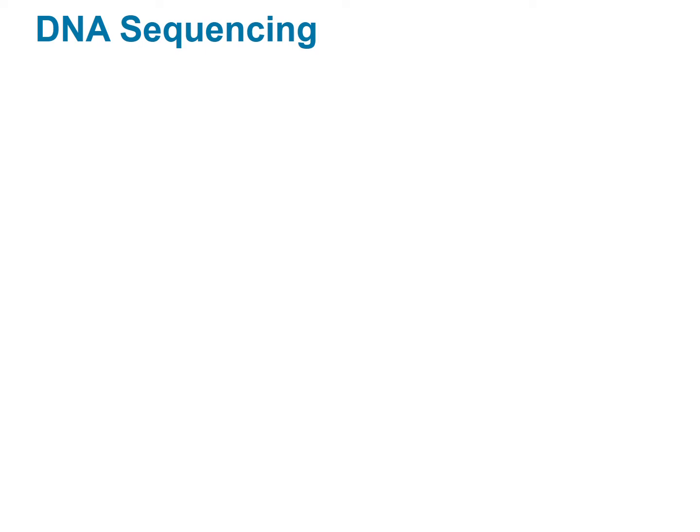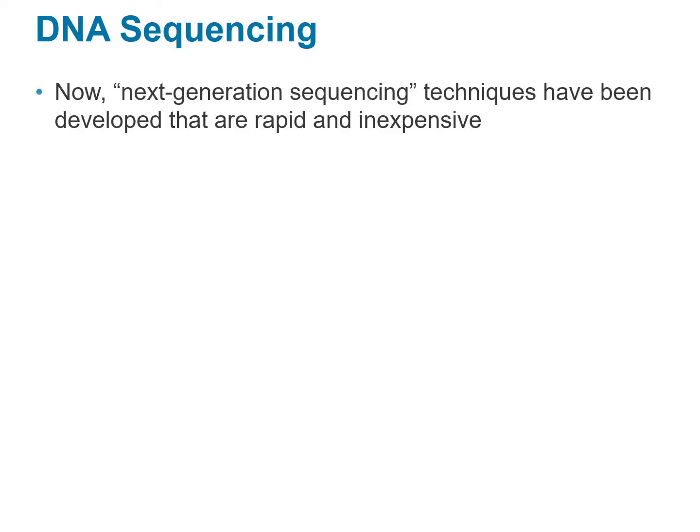Now let's look at another method of DNA sequencing. There are newer methods that are considered what's called next generation sequencing. And these are techniques that are much more rapid and much less expensive and laborious than the chain termination sequencing that you just saw or learned about. So for most of them, the basis is that the sequencing is done as the DNA is being synthesized, or a sequencing by synthesis type of method.